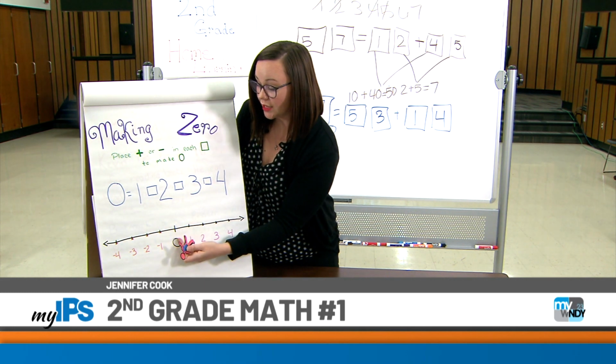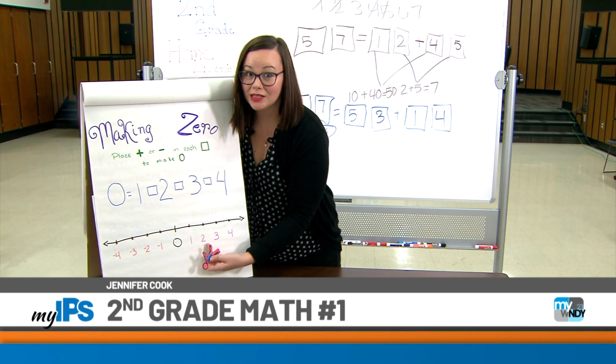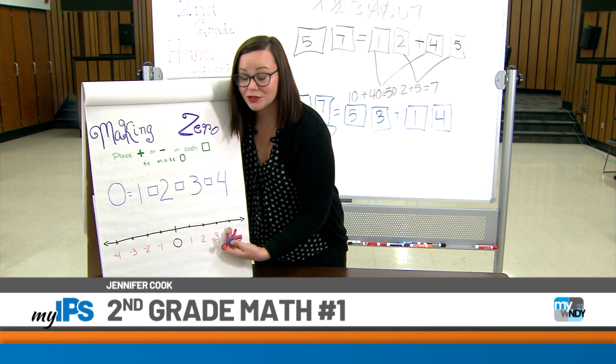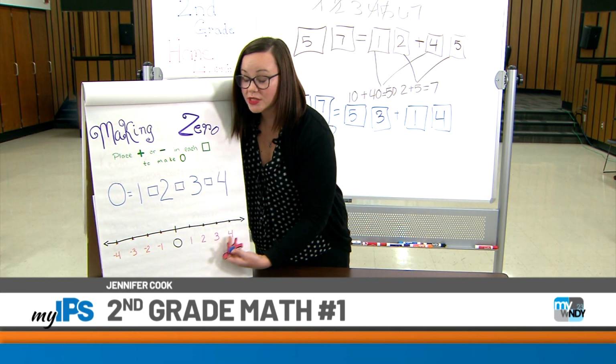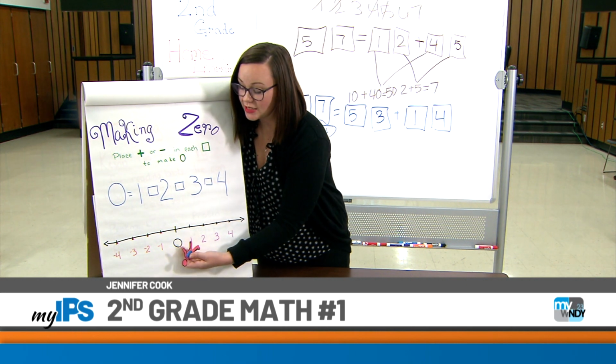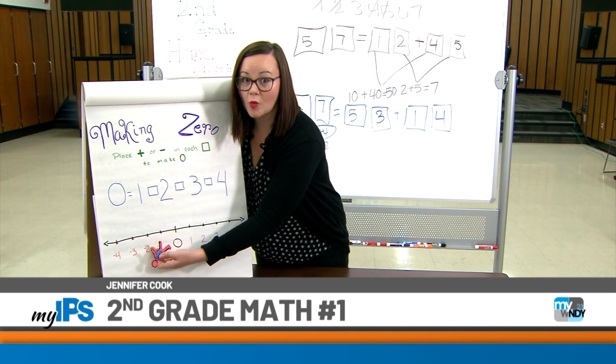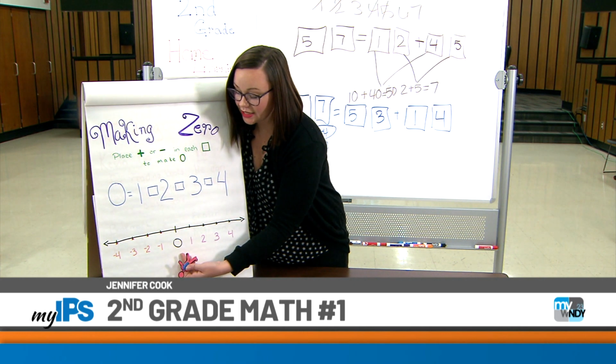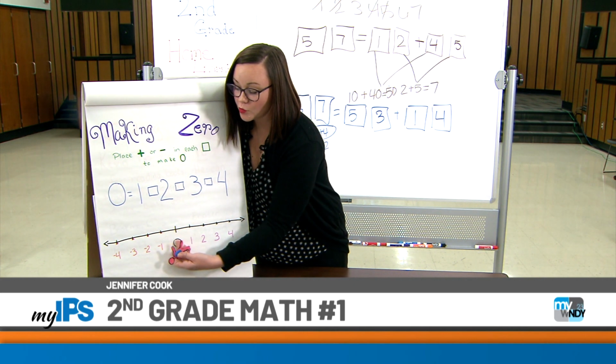So here's my number line. This looks a little different than what our second graders are used to seeing. What do you see that's different? Do you see numbers that are less than 1? So the difference is I have 1 less.